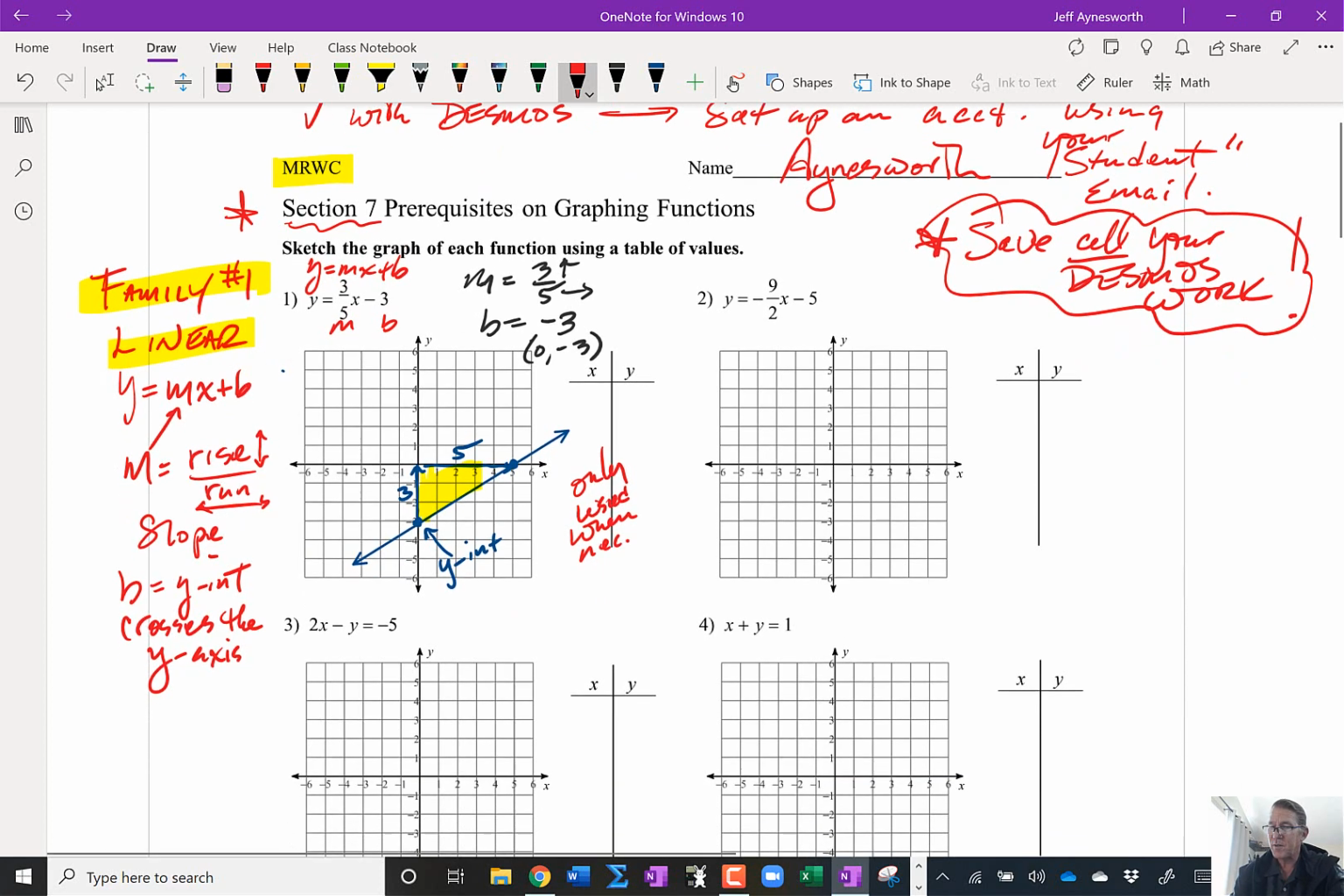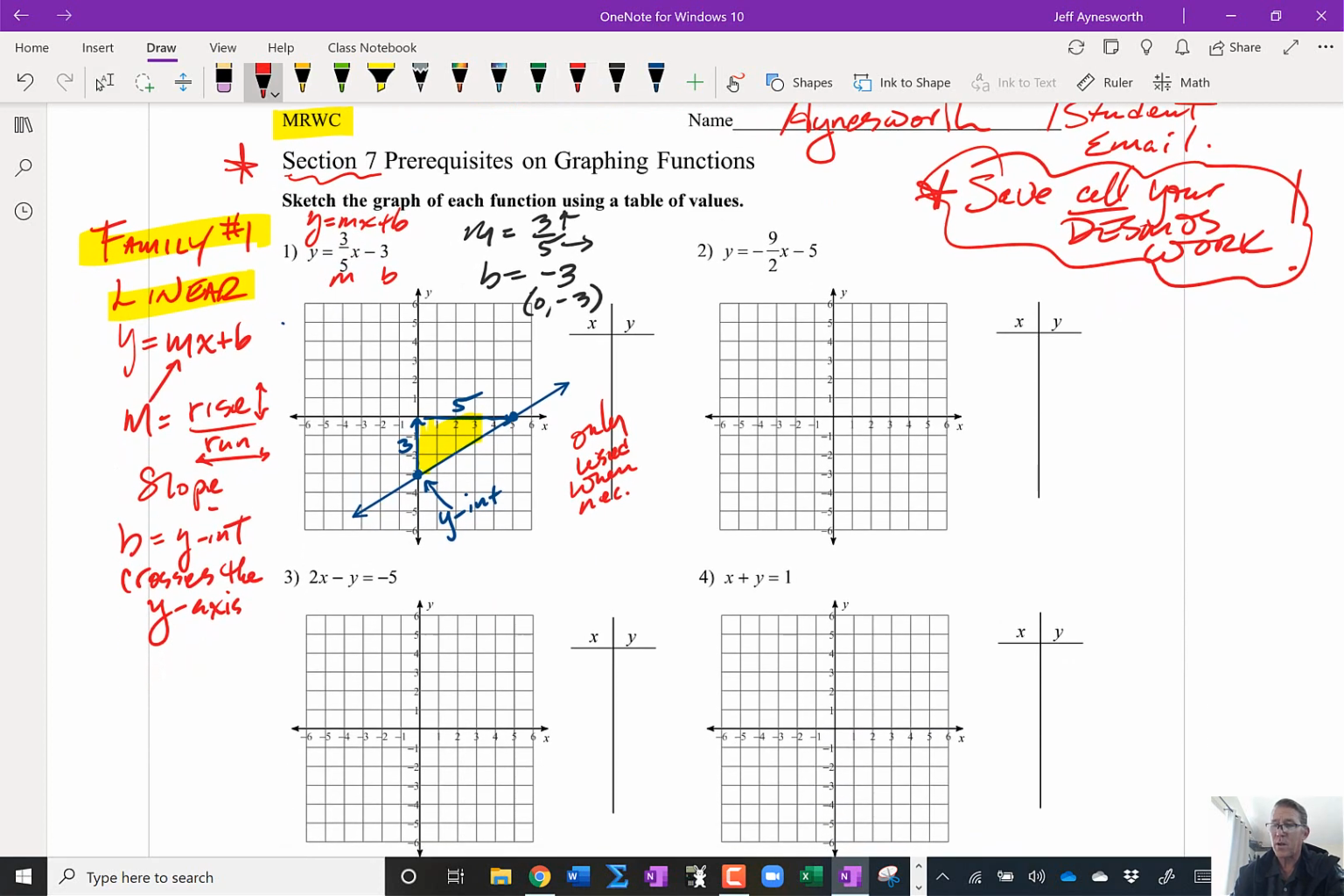The more advanced way to do this is simply plot 2 points, draw a line. Plot the y-intercept, use your slope, graph the line. That's what you guys should have learned in Algebra 1. You did it extensively in Algebra 2. And hopefully that's easy for you guys.